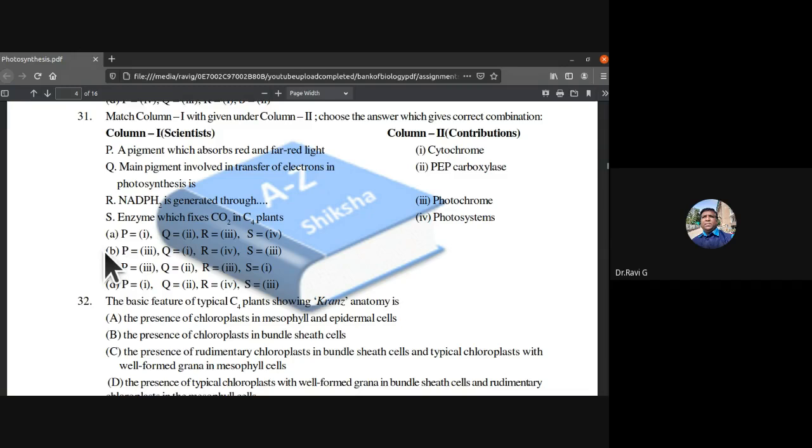So P is 3 phytochrome, Q is 1 cytochrome, R is NADPH2 generated through the photosystems. R is 4. S is 2. There is a mistake here, but S should be 2. Okay, so B is the right answer for that.